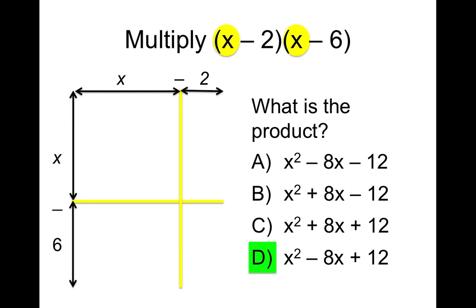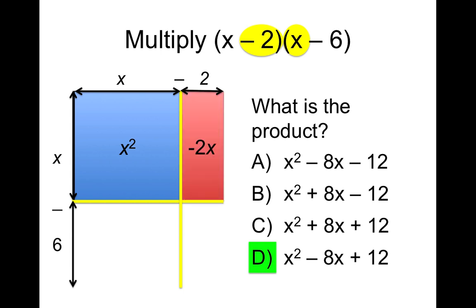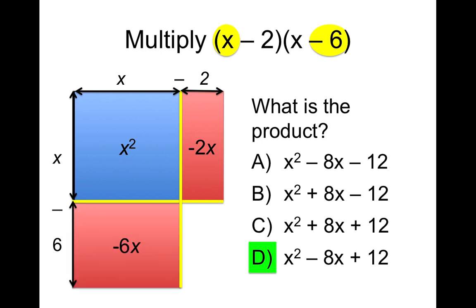We multiply the x's together to get x squared. When we multiply the negative 2 from the first one and the x from the second one, we end up with negative 2x because we're multiplying a negative 2 by a positive x. Same thing when we multiply the x from the first one by the negative 6 from the second one. Positive times negative is negative. But then when we multiply the negative 2 by the negative 6, negative times negative makes a positive. So altogether, we have 8 negative x's and a positive 12.